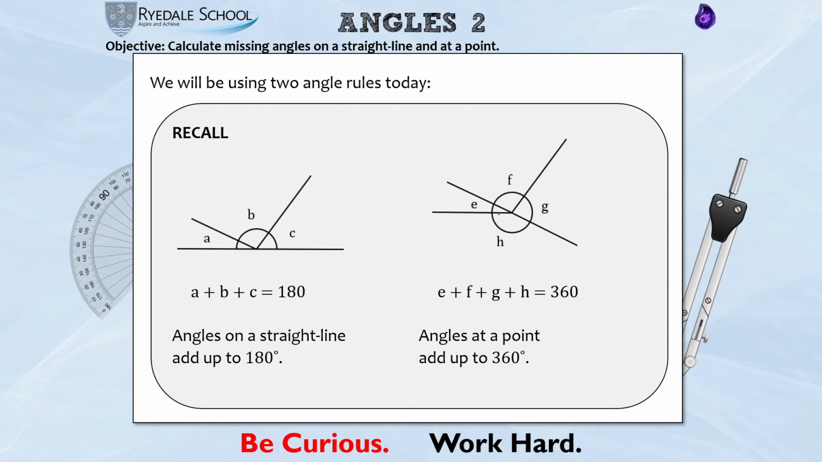The other angle rule that we're going to be using today are angles that meet at a point. And angles that meet at a point have to add up to 360 degrees. So in this diagram here, E, F, G, and H, those four angles would all add up to 360 degrees. So let's have a look at some questions using these two rules and how you're going to set out your working out in your books today.